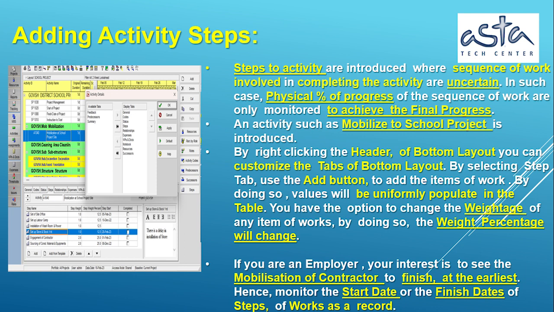By doing so, values will be uniformly populated in the table. You have the option to change the weightage of any item of works. By doing so, the weight percentage will change.